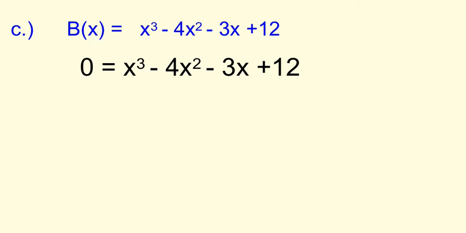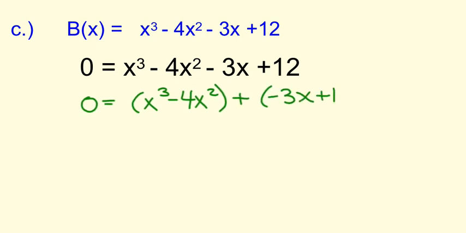Example C, we give you a polynomial, and it's in the blue. First step is to set that equation equal to 0. And make sure it's in standard form. Now we're going to continue factoring, and we're going to use the grouping method. So I'm going to group the first two terms together, x cubed minus 4x squared plus negative 3x plus 12.